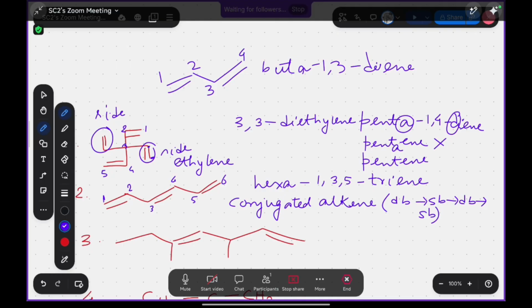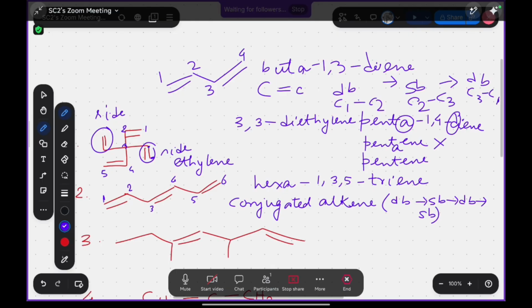Now the next thing is, see, here the carbon-carbon double bond is at C1 and C2. Then from the double bond we are moving to a single bond. The single bond is between carbon 2 and carbon 3. Then again from single bond to double bond, that means from C3 to C4.